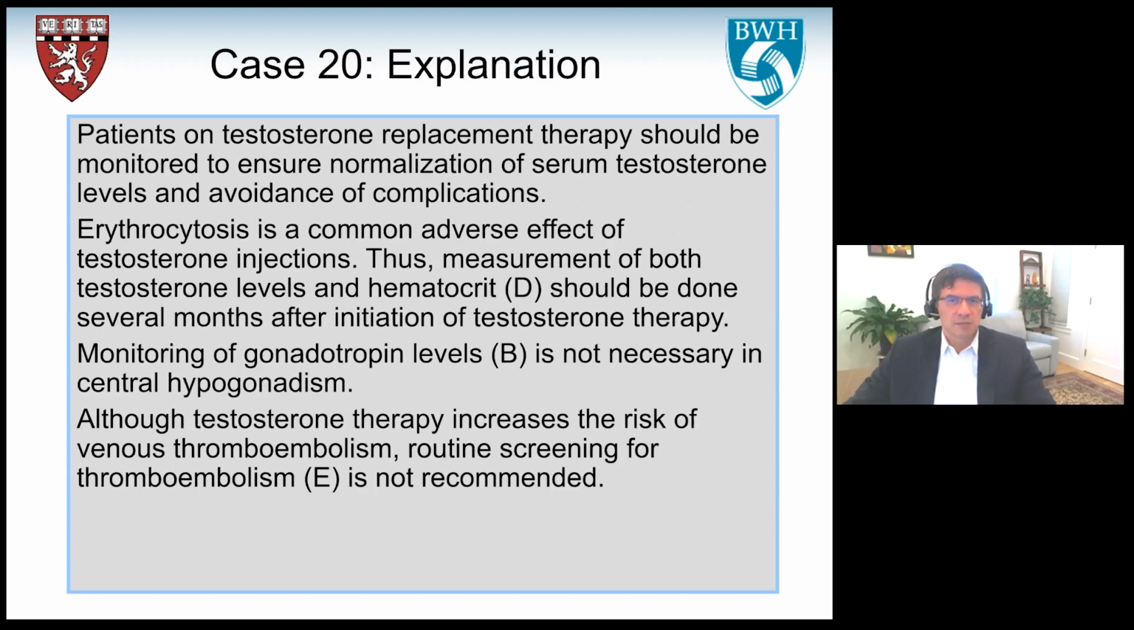Patients on testosterone replacement therapy should be monitored to ensure normalization of serum testosterone levels and avoidance of complications. Erythrocytosis is a common adverse effect of testosterone injections. Thus, measurements of both testosterone levels and the hematocrit, or option D, should be done several months after initiation of testosterone therapy. Monitoring of gonadotropin levels is not necessary in central hypogonadism. Although testosterone therapy increases the risk of venous thromboembolism, routine screening for thromboembolism is not recommended.